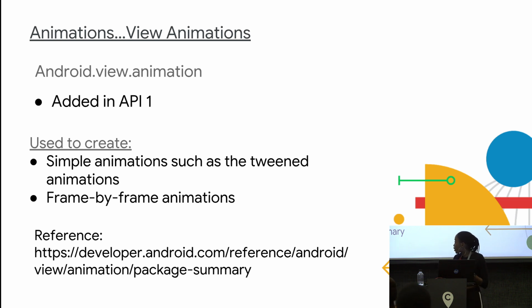View animations have been in the android.view.animation package since the beginning of Android. These are used to create simple tweened animation and frame-by-frame animation. And here's the link if you would like to check it out quickly. Tweening is a process of having two intermediate frames, like maybe your first image and your second image, and you create an animation to make it look like the one image is slowly and smoothly morphing into another image.